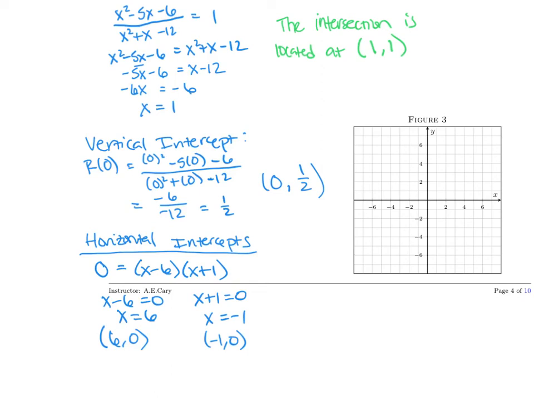Now we've actually already done the work for this when we did our domain, if you'll remember, where we set the denominator equal to 0 and solved. We got that our vertical asymptotes are x is equal to -4 and x is equal to 3. So we get to here, and it's like, okay, we have found all of our features. The last thing we need to do is make a table.